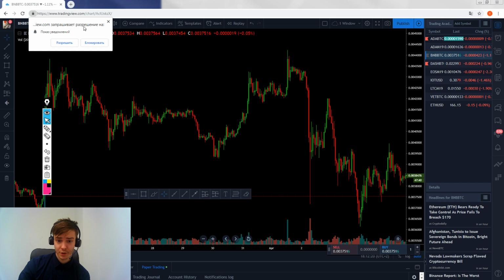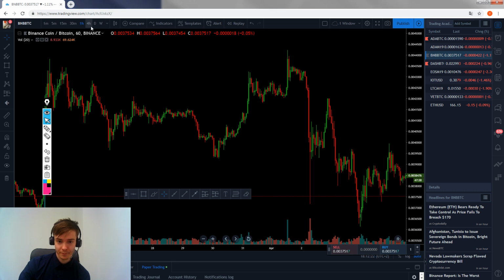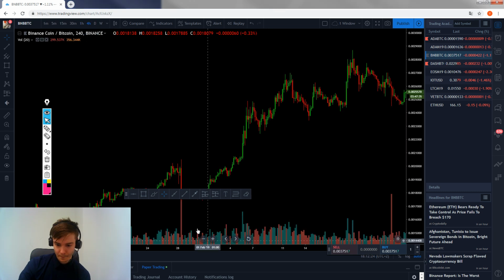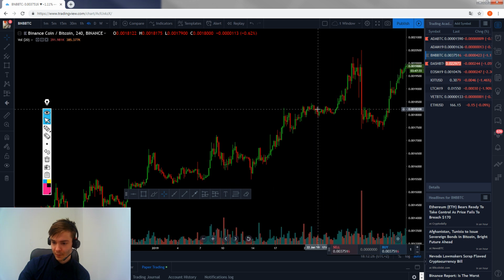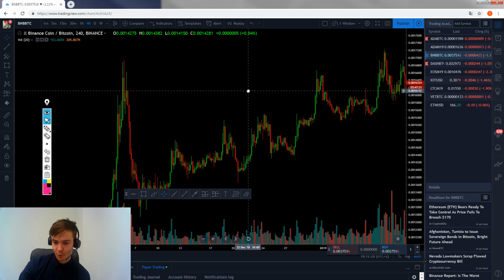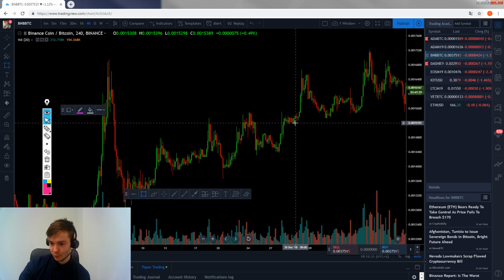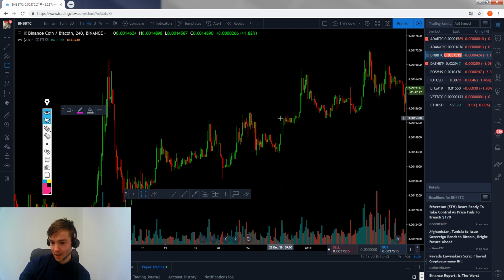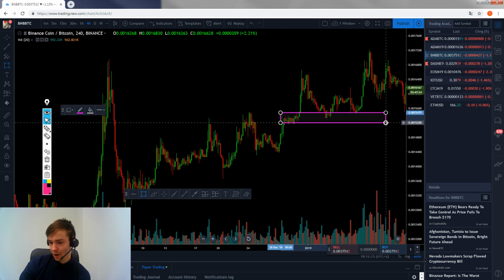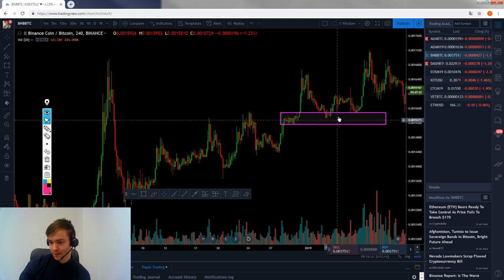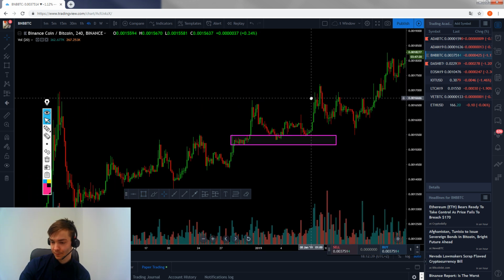Maybe I can go to different market, Binance Coin. I will switch time frame for 4 hours, for example, and also we can spot different kind of zones. For example, here we have some impulsive movement, a place of accumulation, so we can see how market is reacting on that.